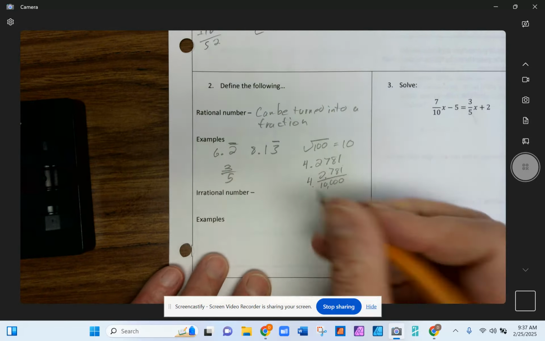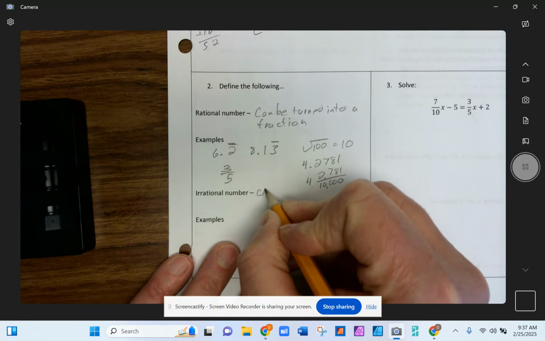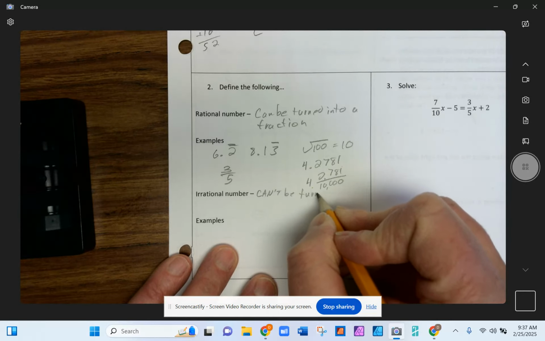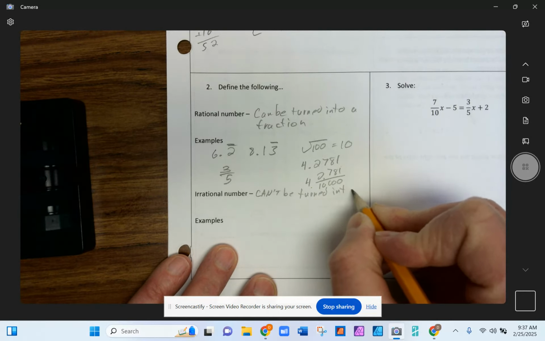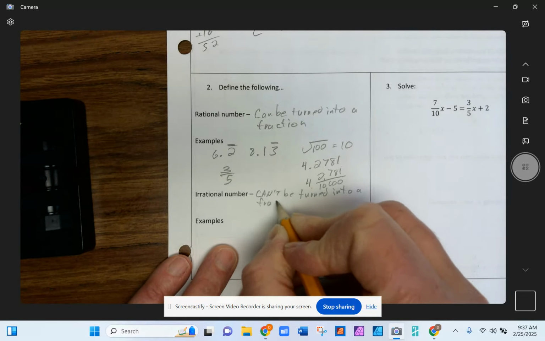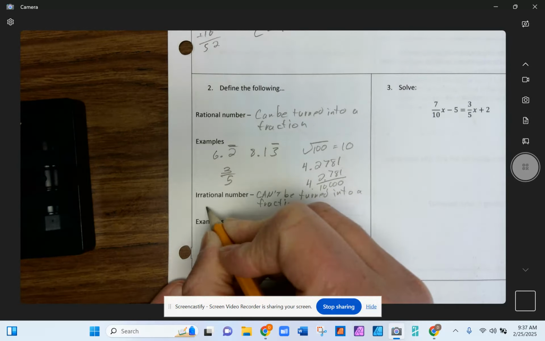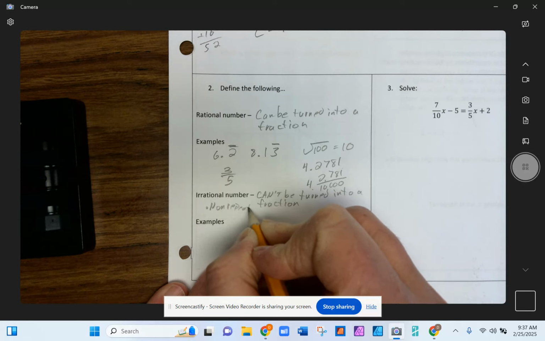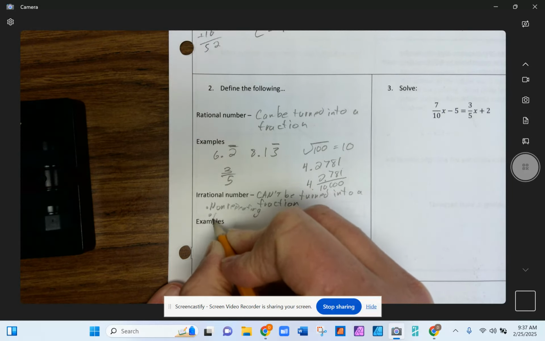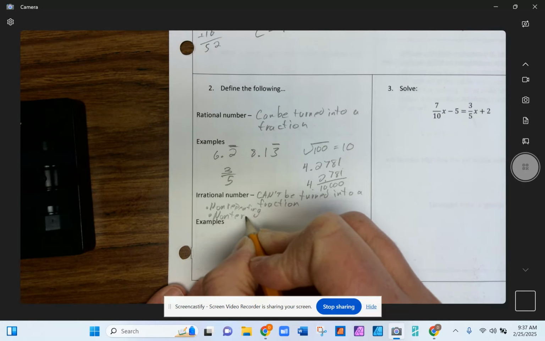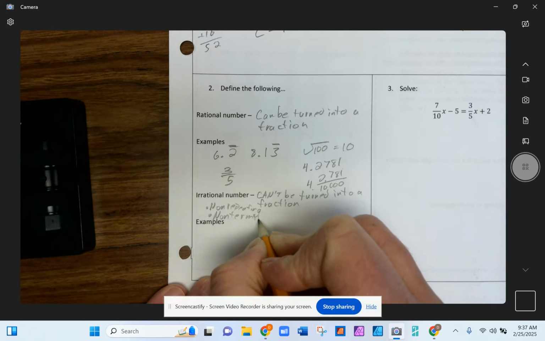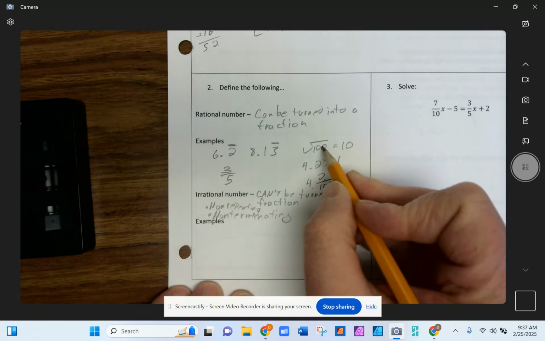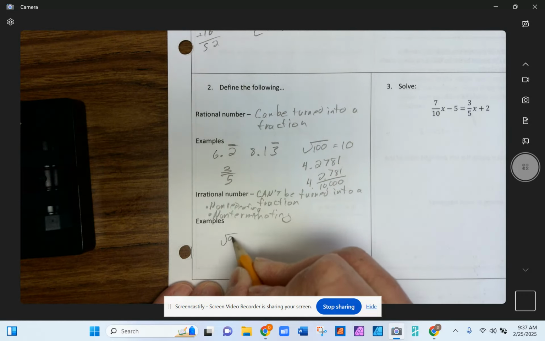It's already a fraction. Irrational numbers can't be turned into a fraction. So these are non-repeating, meaning they don't have a pattern. Yeah, we're running out of room here. And then non-terminating, meaning they don't end. So something that's not a perfect square, right? So the square root of 99, for instance.